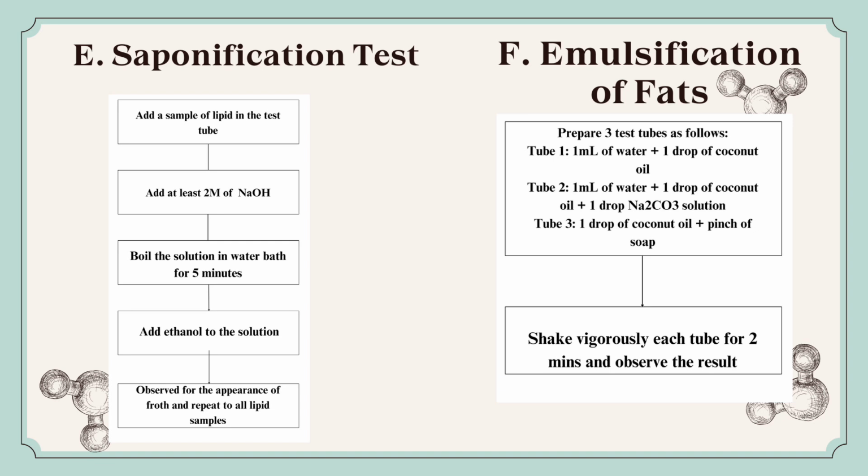Procedure F, the emulsification test. It was also performed to determine the presence of lipids in water. It follows 2 steps. The first step is to prepare 3 test tubes. Test tube 1 contained 1 ml of water plus 1 drop of coconut oil. In test tube 2, 1 ml of water plus 1 drop of coconut oil plus 1 drop of sodium carbonate solution. In test tube 3, 1 ml of water plus 1 drop of coconut oil plus a pinch of soap. Next, each test tube was shaken vigorously for 2 minutes and the results were observed.